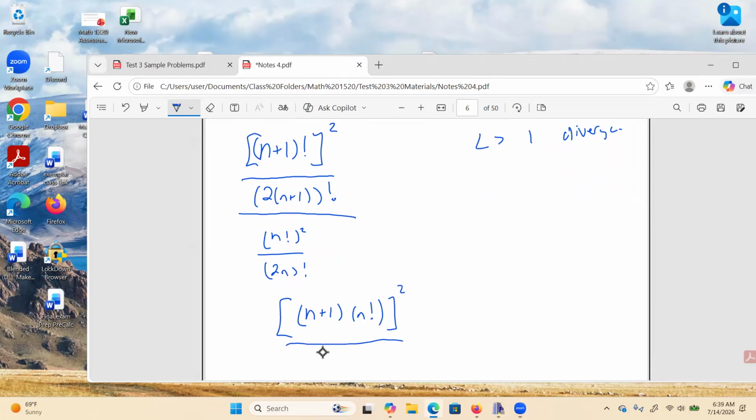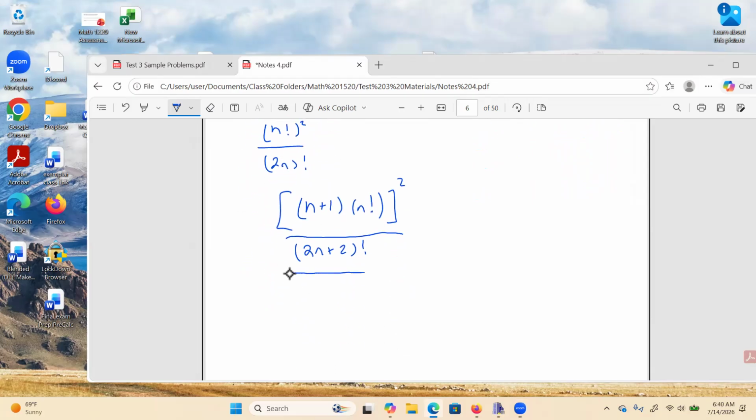And then we end up with (2n plus 2) factorial, and we'll deal with that one as well. Again, on the bottom, we've got (n factorial) squared, (2n) factorial. So let's deal with the (2n plus 2) factorial. So we have (n plus 1) and n factorial squared. These are multiplied. So in this case, we can apply the square to both of these because they're times, not plus. If they're plus, we can't do that.